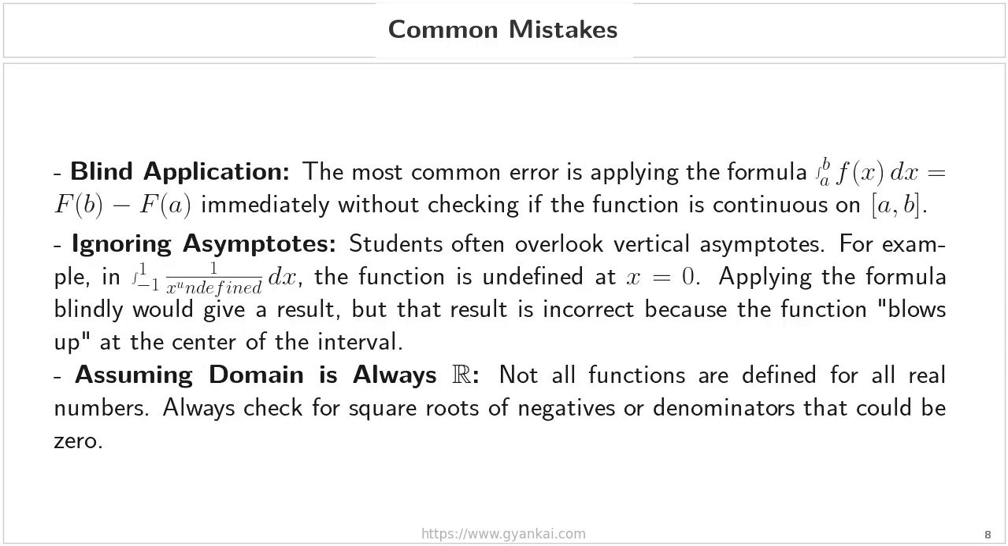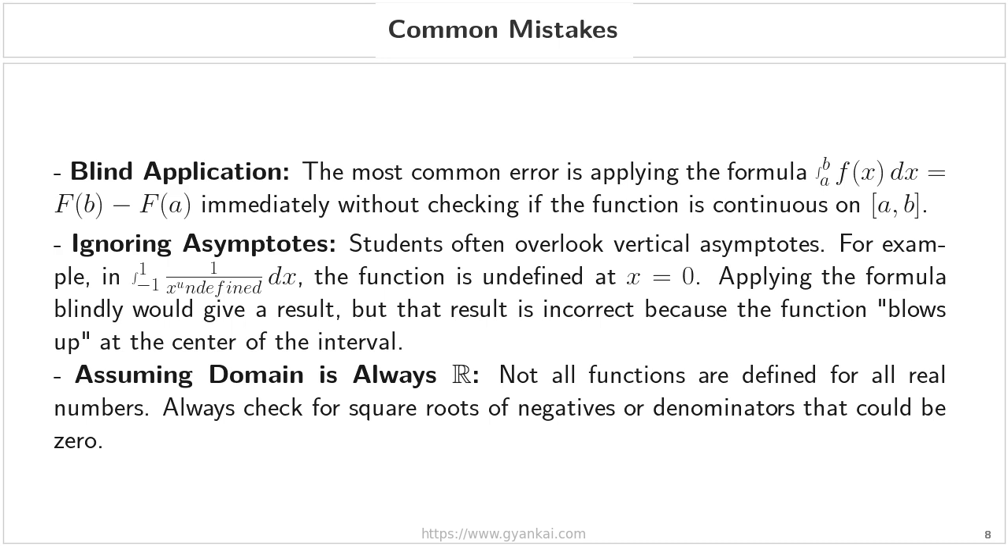Assuming domain is always R. Finally, students often make the mistake of assuming that every function is defined for all real numbers. That's not true. Always check the domain of your function. Remember, the domain is the set of all possible input values for which the function produces a real output.